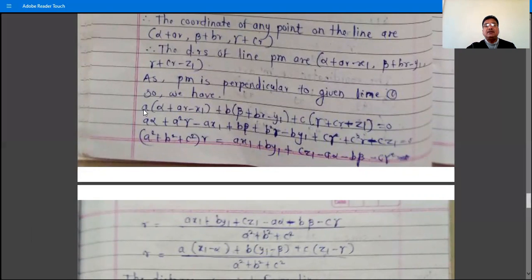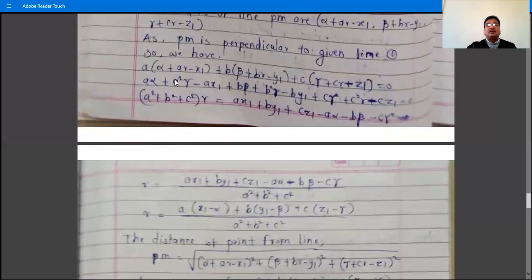Then after simplification, that is multiplying by A, B and C, we have this. Then collect the coefficient of R: A square plus B square plus C square, R. Shift the remaining terms to the RHS. Minus AX1 becomes plus AX1, minus BY1 becomes plus BY1, and minus CZ1 becomes plus CZ1. Then AR becomes, after shifting, A alpha, not AR, A alpha. Then B beta after shifting becomes minus B beta. Then C gamma after shifting becomes minus C gamma.